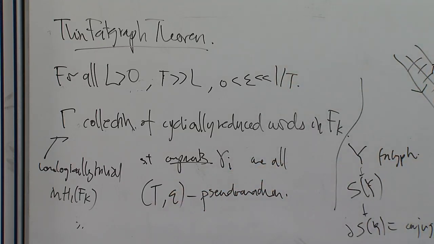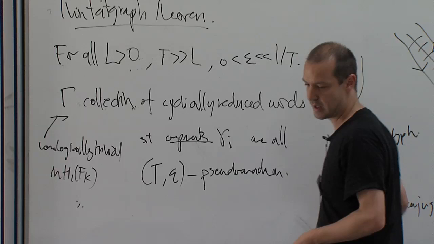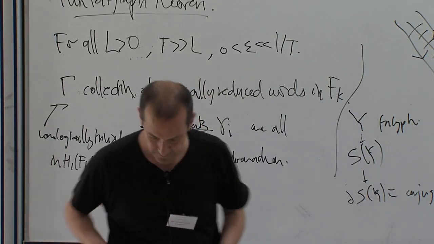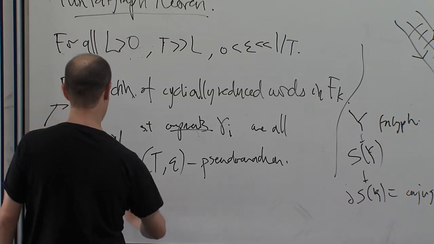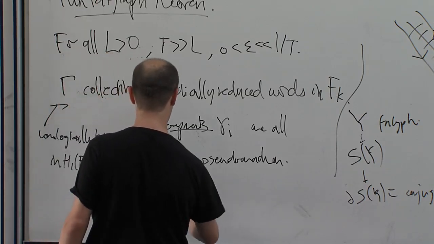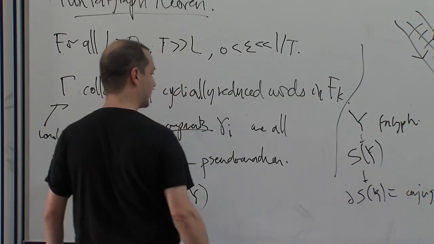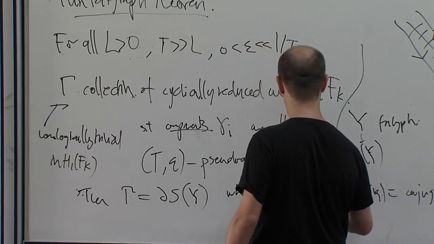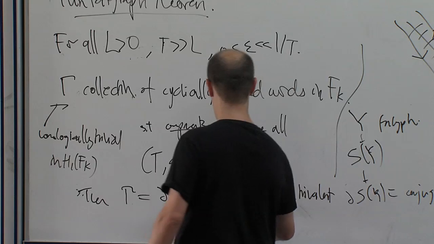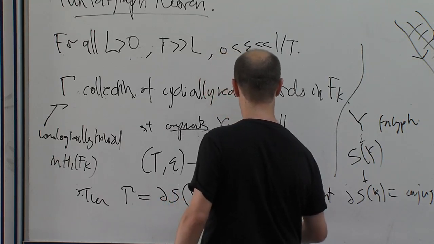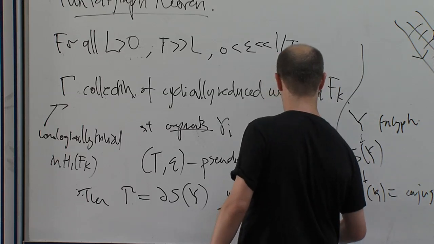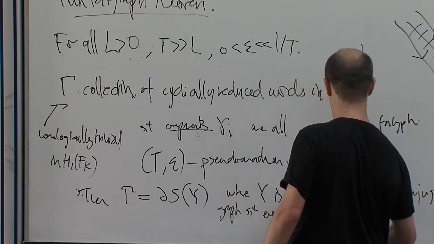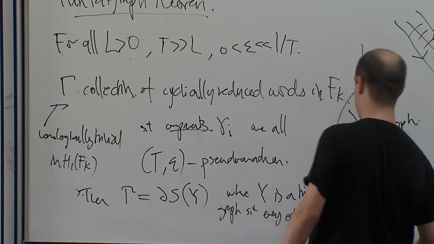It's a much more mundane property, much weaker property than actual randomness, but this kind of pseudo-randomness, then gamma is the boundary of the fattening of a fat graph y, where y is a trivalent graph such that every edge has length at least L.